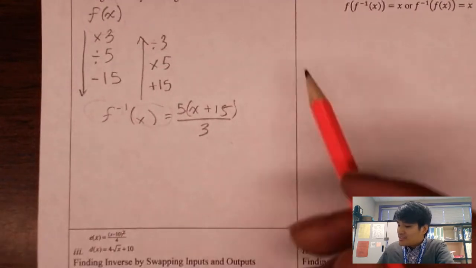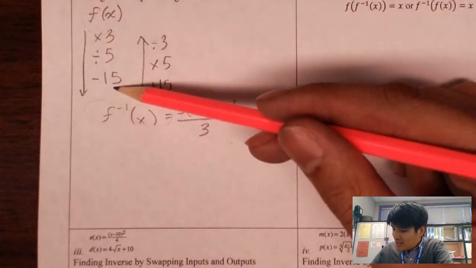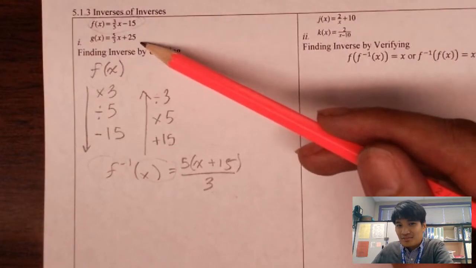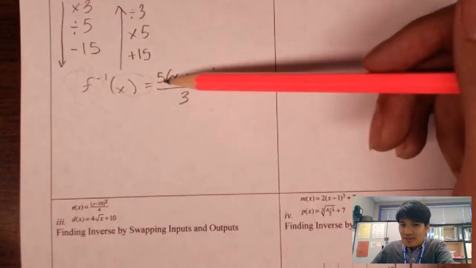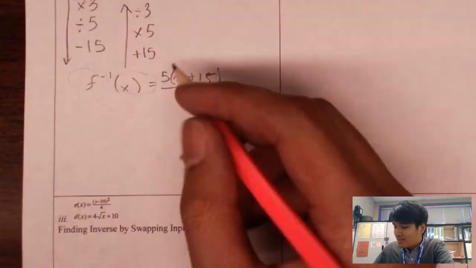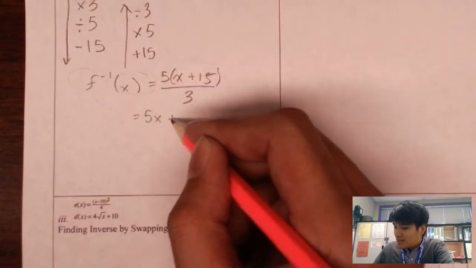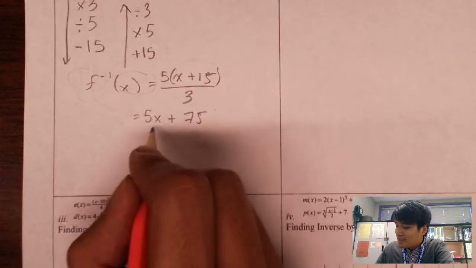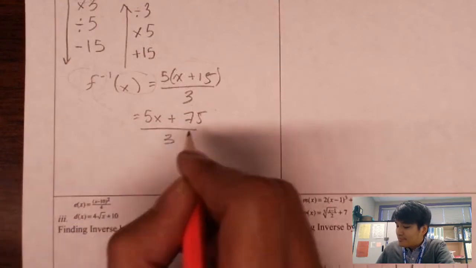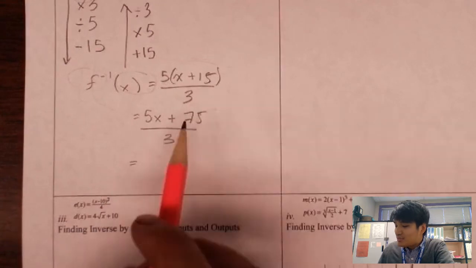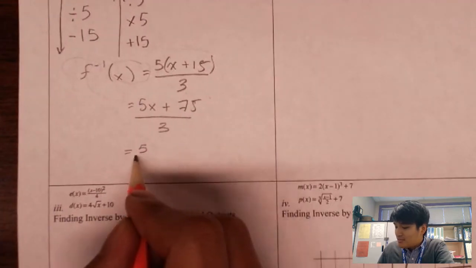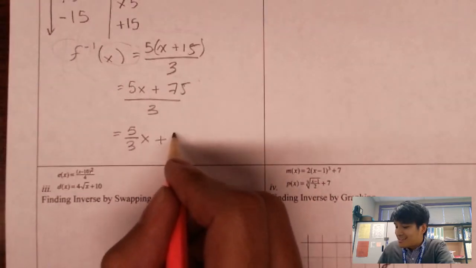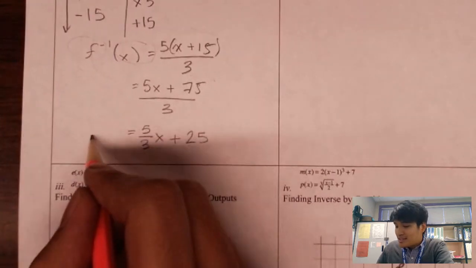The next step is to see if we can simplify this equation so that it looks like g of x over here. So I'm going to multiply 5 to everything. I get 5x plus 15 times 5, that is 75. Quick maths right there. Divided by 3. We're so close, we just have to do one more step. 5x over 3, that's just going to be 5 over 3 x. 75 divided by 3, guess what? That's going to be 25. So this is the inverse of f.